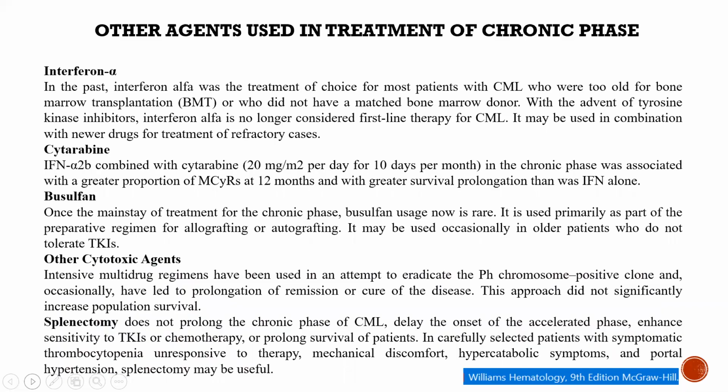Other agents used for treatment of the chronic phase of chronic myelogenous leukemia include interferon alpha, cytarabine, busulfan, and also splenectomy. In the past, interferon alpha was the treatment of choice for patients with chronic myelogenous leukemia who were too old for bone marrow transplantation and who did not have a matched bone marrow donor. With the advent of tyrosine kinase inhibitors, interferon alpha is no longer considered first-line therapy, but may be used in combination with newer drugs for treatment of refractory cases.